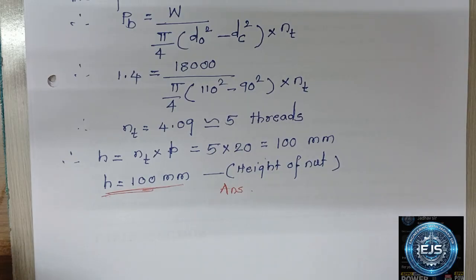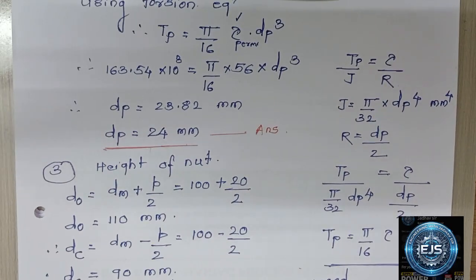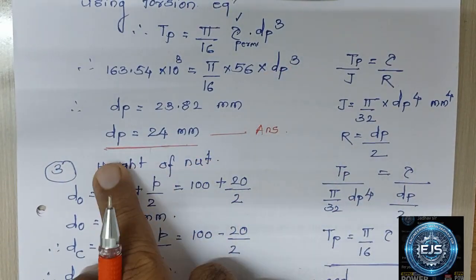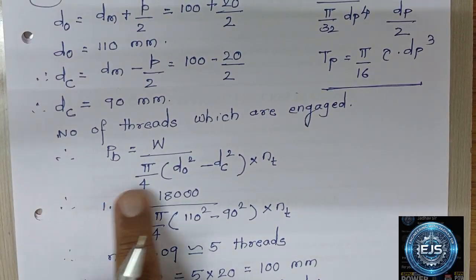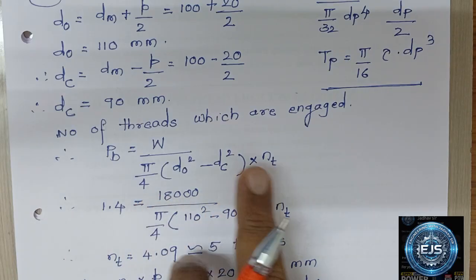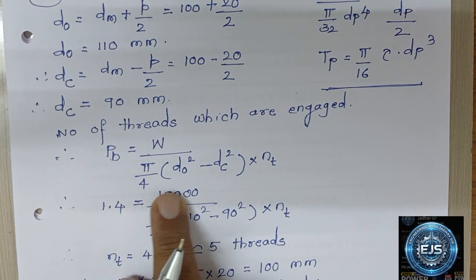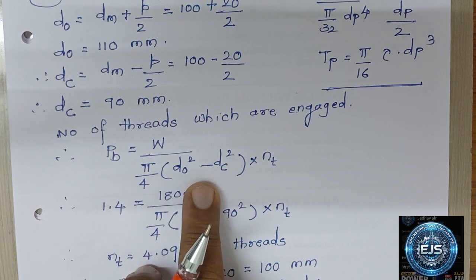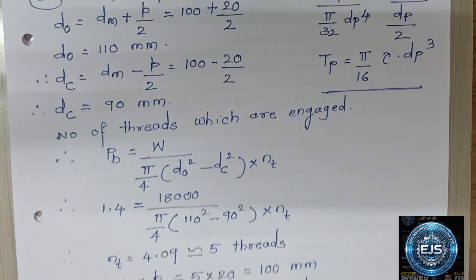Then by using the formula of torsion of the shaft, torque transmitted by the pinion shaft, TP is equal to pi by 16 into tau permissible into dp cube. तो यहाँ dp पहले निकाला, फिर आउटर डायमीटर कोर डायमीटर ये कैलकुलेट किए और बेरिंग प्रेशर का फॉर्मूला यूज किया. बेरिंग प्रेशर फॉर्मूला इज एक्सियल लोड W डिवाइडेड बाय एरिया ऑफ द स्क्रू एंड नट विच आर एक्चुअली एंगेज्ड इज pi by 4 into DO square minus DC square into N. N is the number of threads which are actually engaged.